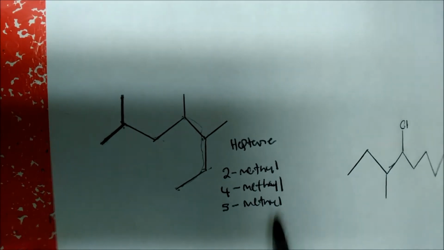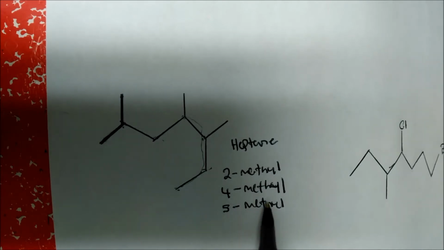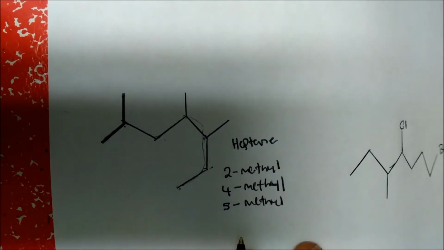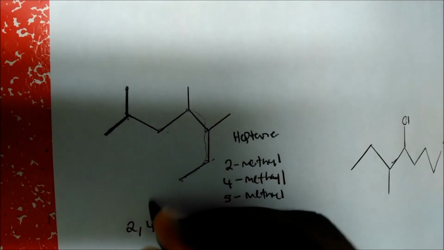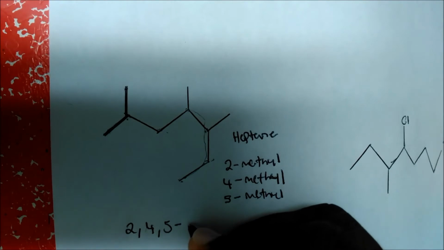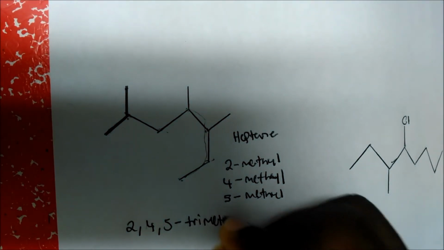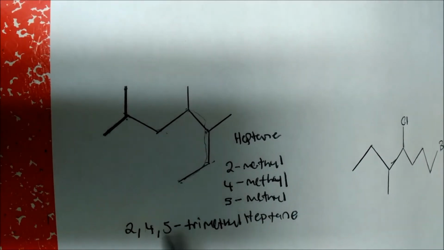All right. So all we've got to do now is put these together. Since the substituents are the same, we're just going to keep the numbers in order and use a prefix to make things simpler for these methyls and squash everything together. So here's how it works. This is 2, 4, and you always want to use a comma to separate your numbers. 5 dash. We have 3 methyls, so this will be trimethyl heptane. All right, this will be my name for this compound here.